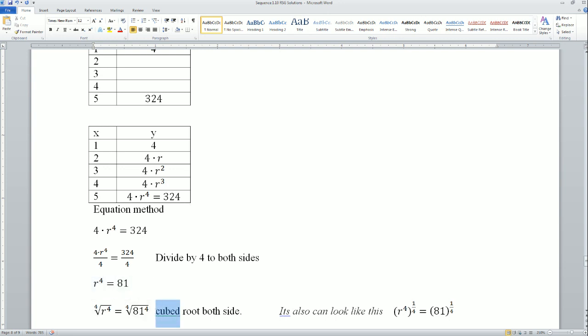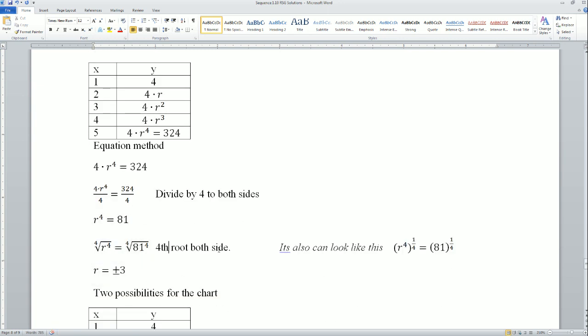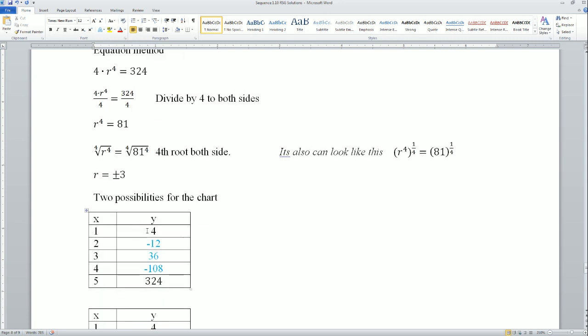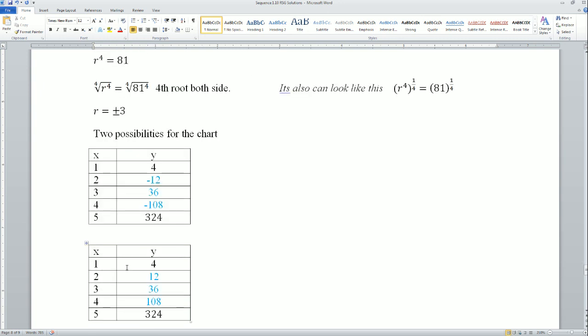You do not cube root, you 4th root here. Since it's to the power 4, you're going to 4th root both sides. What that means is r to the 4 is raised to the 1/4 power, and 81 is raised to the 1/4 power. If you do that in your calculator, r is equal to plus or minus 3. So it can be 4, negative 12, 36, negative 108, and 324. Likewise, it could be 4, 12, 36, 108, and 324. Because of those gaps, you are allowed a positive or a negative value of the common ratio.